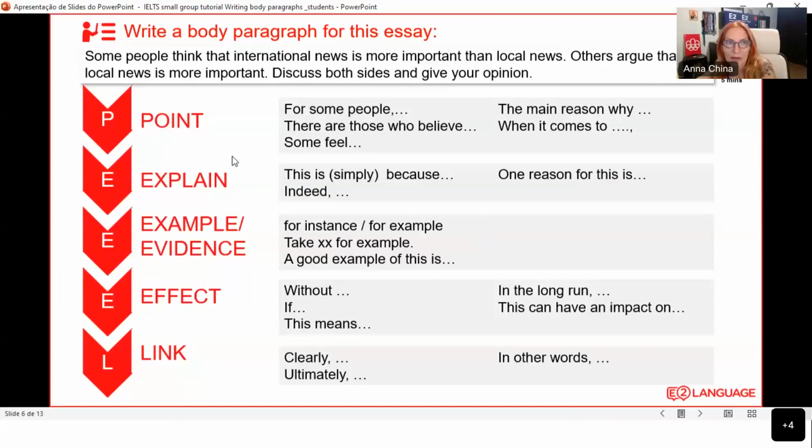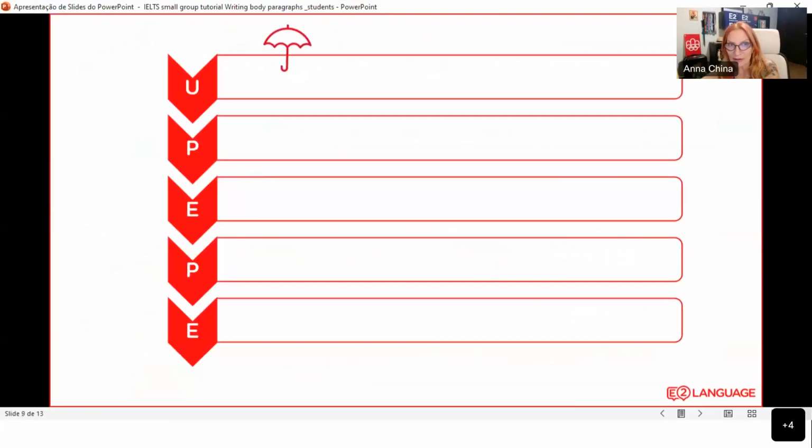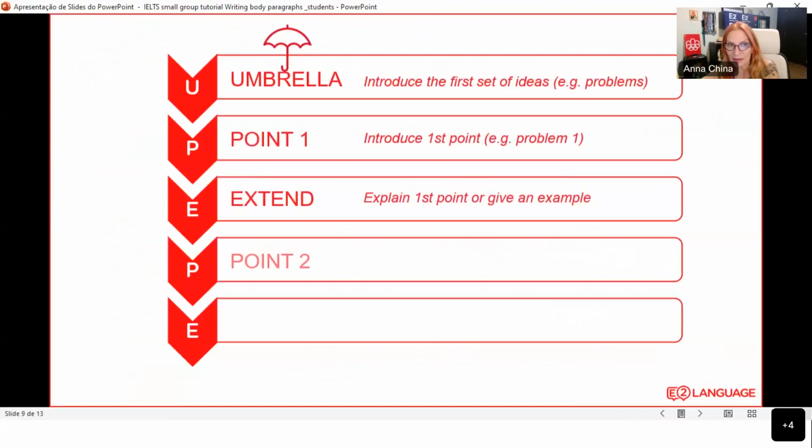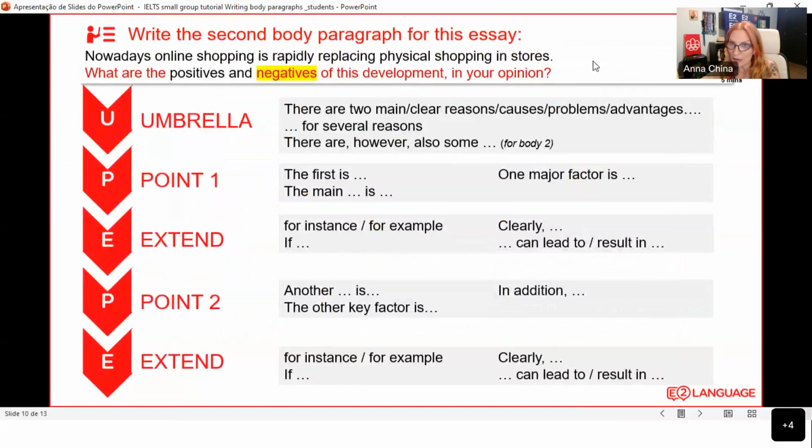So, these are the two structures. Once again, going back to that material that I share with the students to give them that boost, I will show you now how I bring the second body paragraph. So this is for the single idea, now double idea. So the double idea comes here, the umbrella. So now we have a prompt, and these are some starters for the umbrella sentence. There are two clear reasons, two causes, two advantages. There are several reasons. And then when you go to the second body paragraph, there are, however, also some.